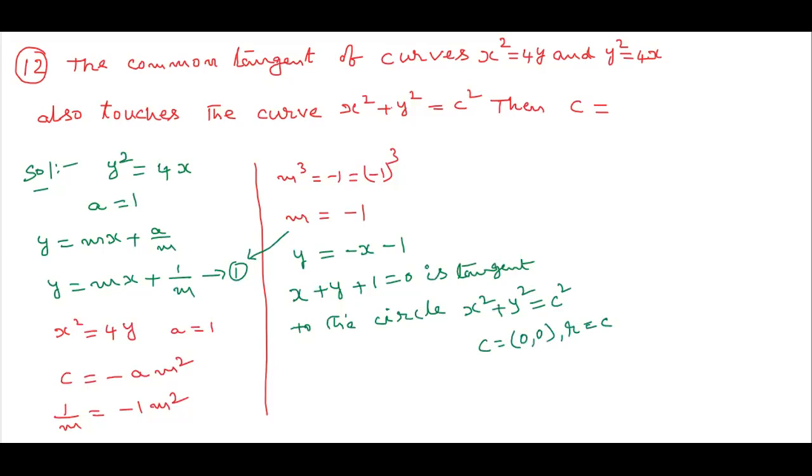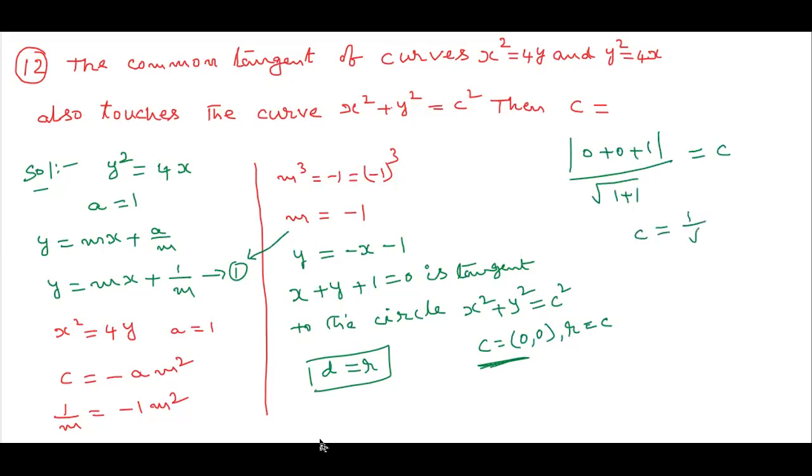Now, the line touches the circle means what is the condition? d is equal to r. d means the perpendicular distance from the center to the line, r is the radius. Apply the formula: modulus of 0 plus 0 plus 1 divided by under root 1 plus 1 is equal to c, the radius. Now observe this, finally the c value is 1 by root 2. So this is a mixed conceptual question, two parabolas and one circle given. Students, all of you understood now?